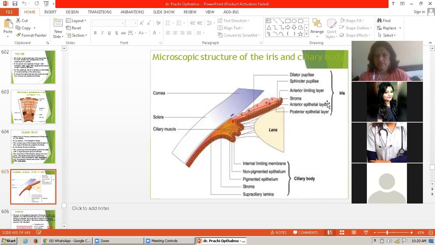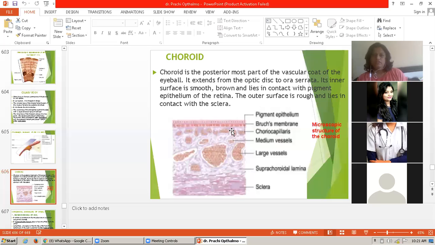And as we learned, the iris shows macroscopically firstly the dilator pupillae, this line, then the sphincter pupillae, this pink color, then the anterior limiting layer, and the stroma with the anterior epithelial layer, and this is the posterior epithelial layer. So this is the cornea, sclera, and this one is the ciliary muscle. So this is all about the ciliary body.